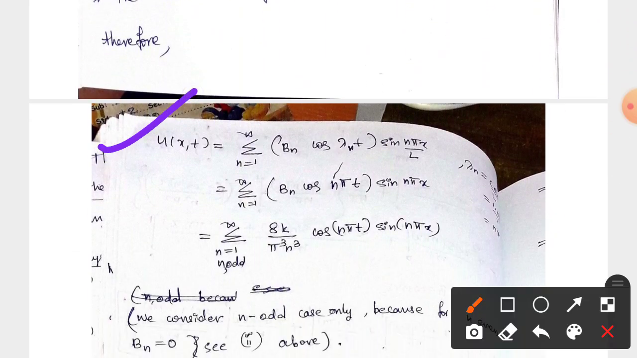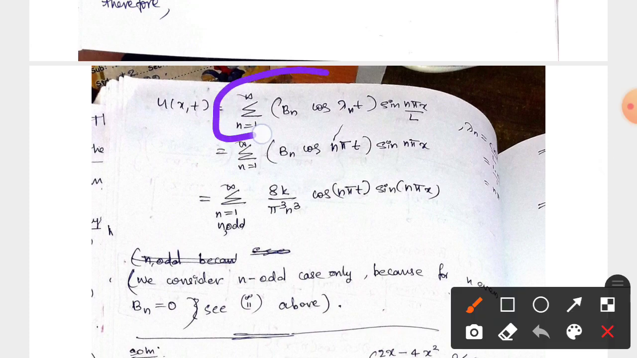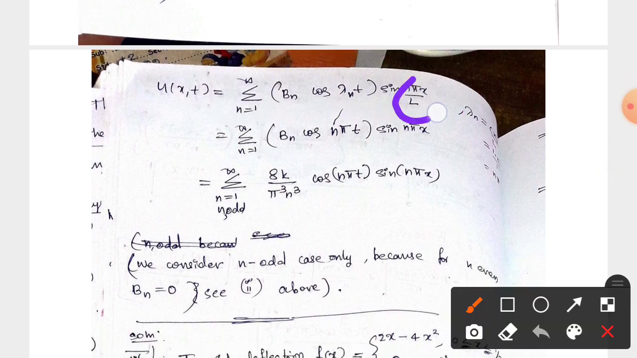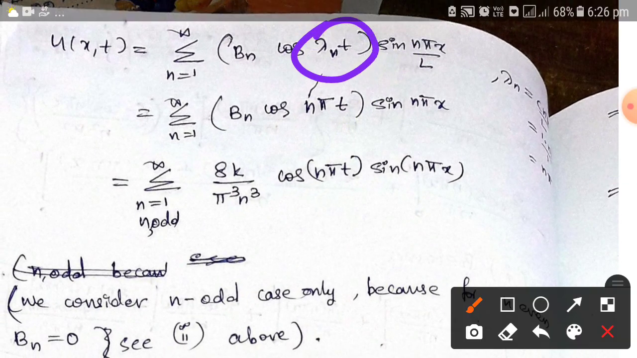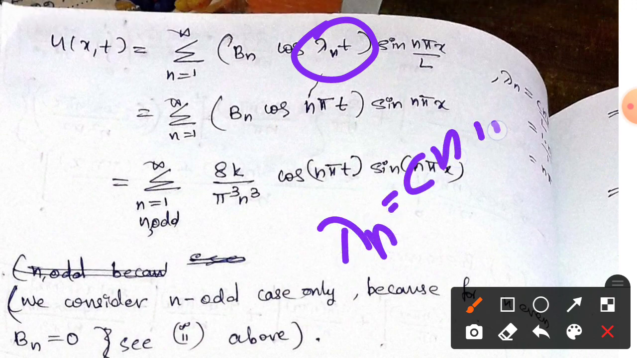അപ്പോൾ u(x,t) എന്നുള്ളത് n is equal to 1 to infinity summation bn cos lambda nt sin nπx by l. അതിൽ l എന്താണ്? l is equal to 1 അല്ലേ? l സബ്സ്റ്റിറ്റ്യൂട്ട് ചെയ്യുക. അതേപോലെ ലാംഡ nന്റെ വാല്യൂ കൂടി നോക്കണം. ലാംഡ n is given by cnπ by l. l എത്ര? l is 1. സോ cnπ by 1. അതേപോലെ c എത്രയാണ്? c² 1. അപ്പോൾ c 1 ആയി. സോ nπ.